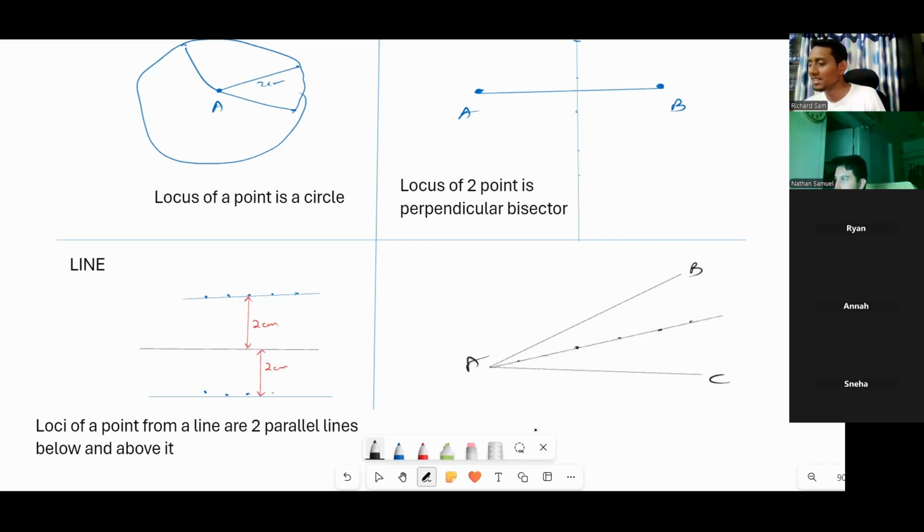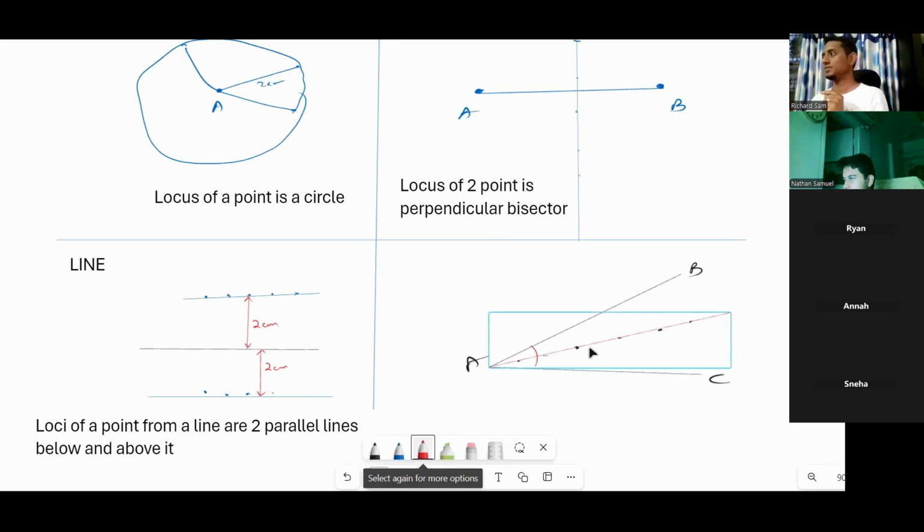The angle bisector. This is the angle bisector. Aman, good morning. You just got up. You understood or what? So loci of two lines will always be the angle bisector.